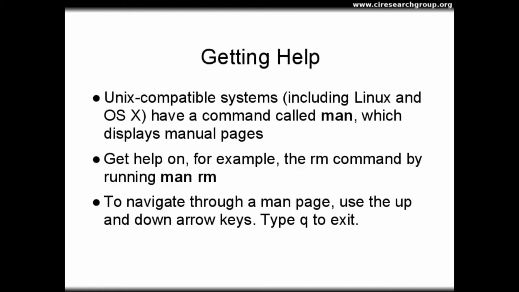If you need help on a command or some configuration file within the system, there is a built-in help facility called man pages, or manual pages. Man pages allow you to get help on particular commands and other features of the system simply by typing man, a space, and then the command or feature on which you would like to get help. To navigate through a man page, you can use the up and down arrow keys and then use the Q key to exit the manual facility.